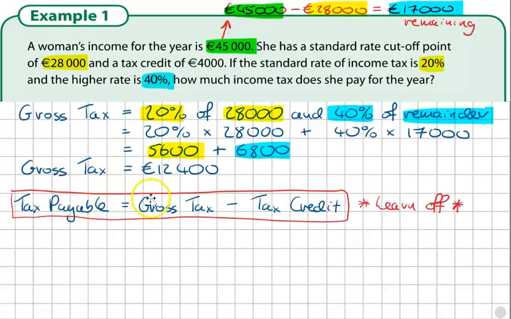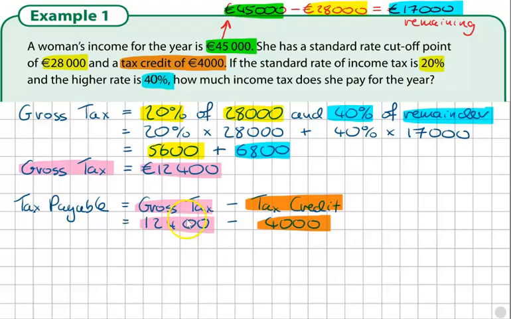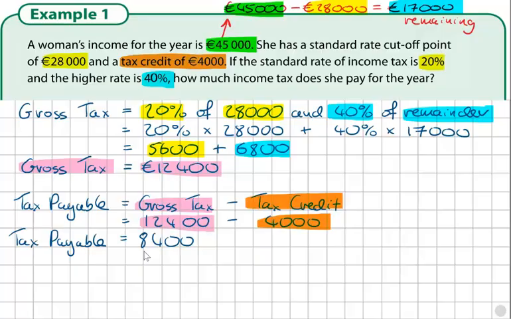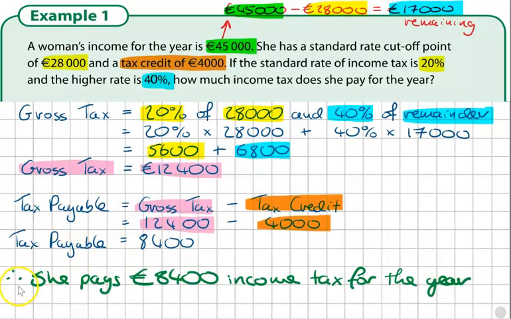Tax payable is equal to gross tax minus tax credit. You need to learn this off. Gross tax is €12,400. We worked that out up here. We're going to subtract the tax credit, which is 4,000, given in the question. So this tax payable is 8,400. Therefore, she pays €8,400 income tax for the year.